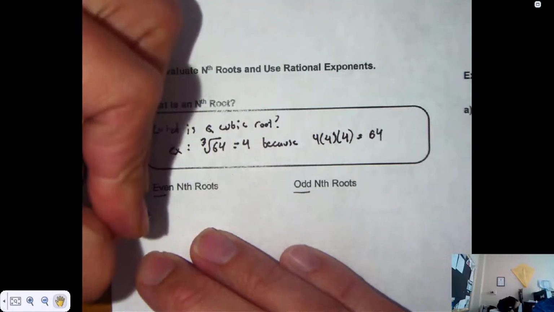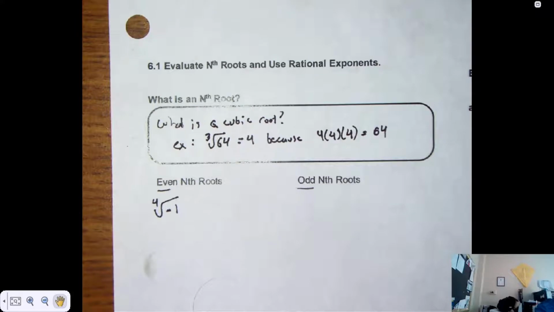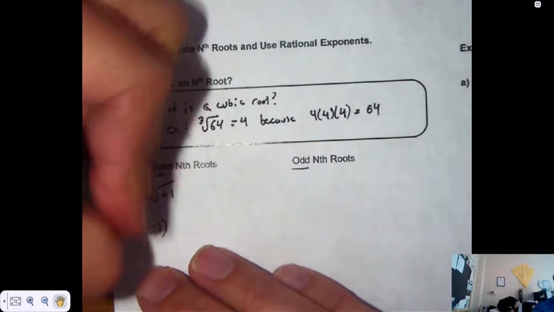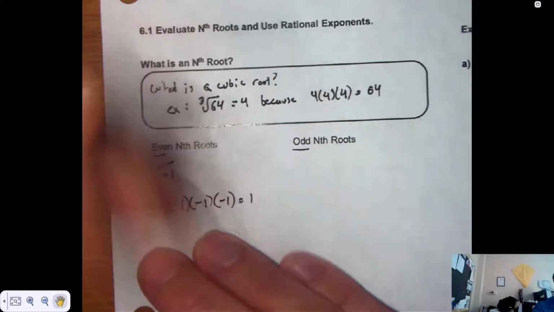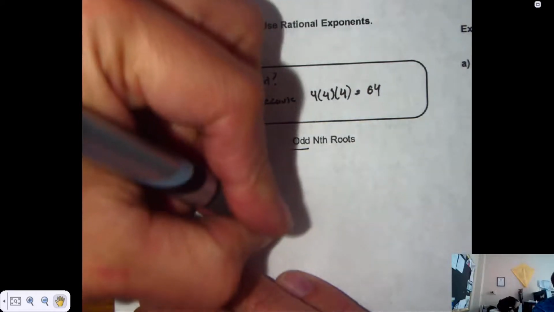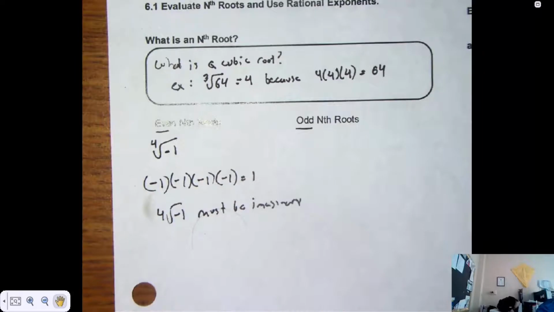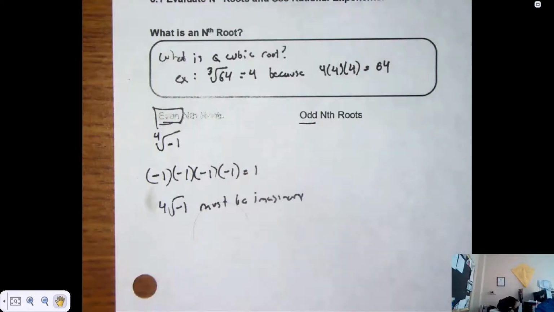An even example would be like the fourth root of -1. Is that real? It's imaginary, because -1 times -1 times -1 times -1 is +1. So the fourth root of -1 must be imaginary. It cannot exist. There is no real number that you can multiply by itself 4 times to get a negative. So the deal here is your even roots: you've got to be a little careful.